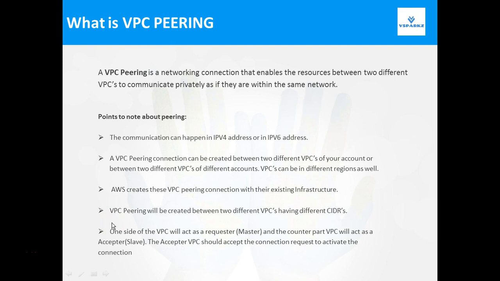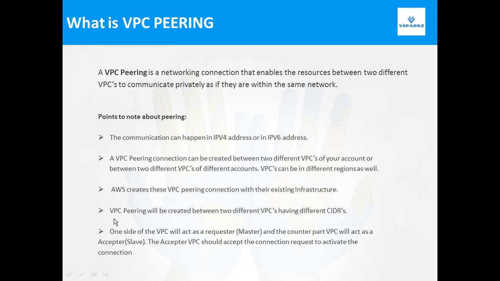What is VPC peering? It is a connection between two different VPCs that allows the resources in those two VPCs to communicate privately, which means the resources or the instances in one VPC reach the other VPC privately. When I say privately, it means the communication happens via the private addresses and not with the public addresses.